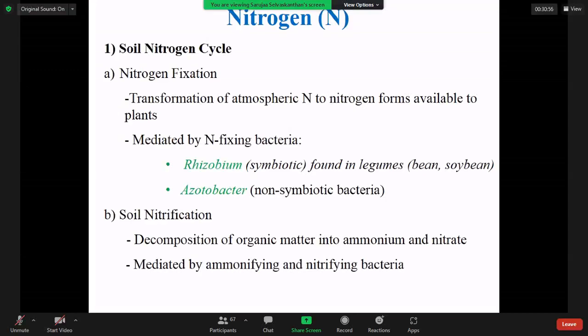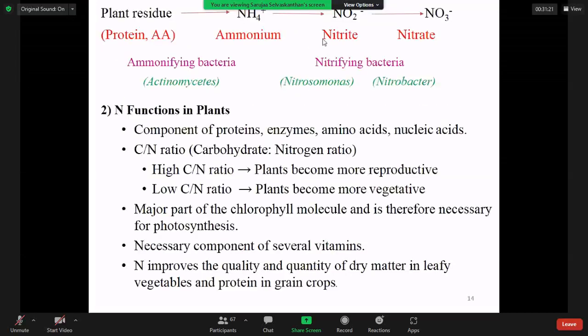In soil nitrification, through decomposition of organic matter, ammonium or nitrate is released from the plant residues. By this decomposition, it is changed into ammonium and then into nitrate. This is carried out by ammonifying and nitrifying bacteria. Here in this chart, is this arrow visible?